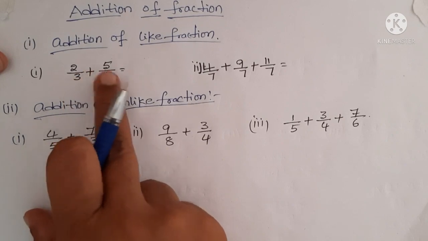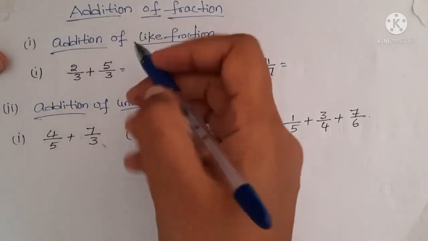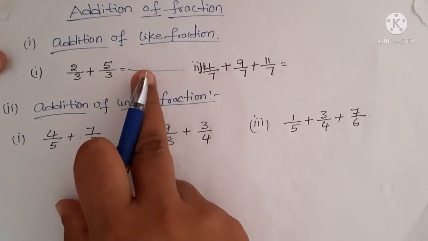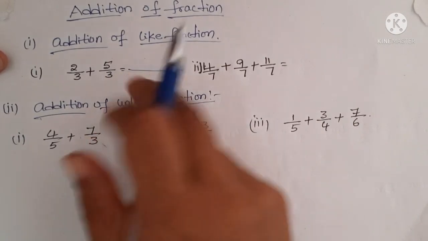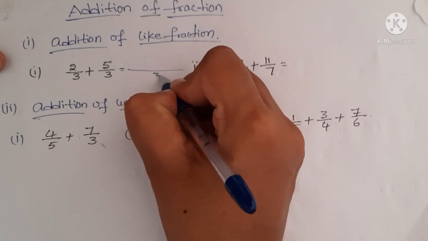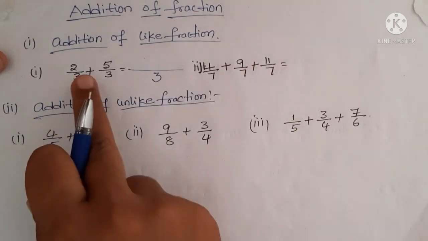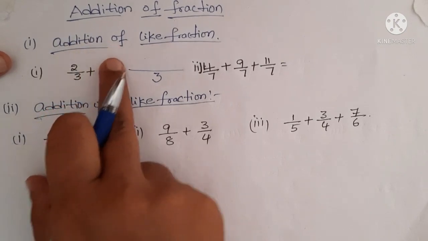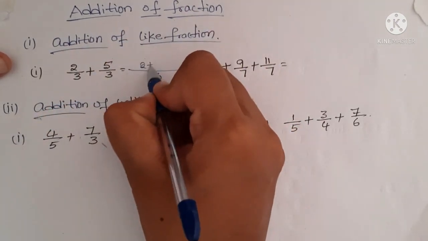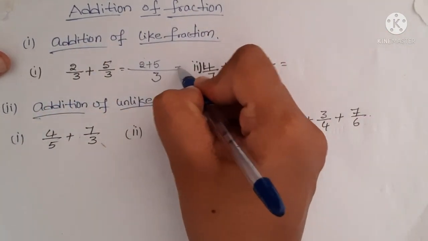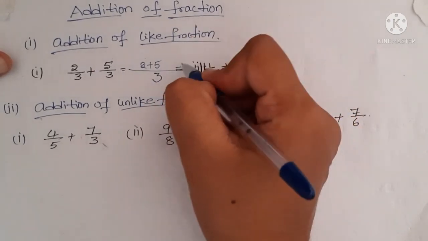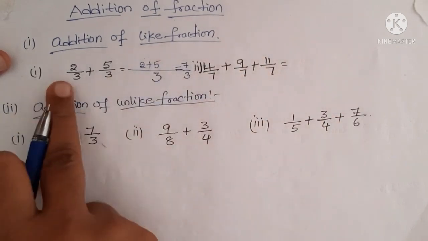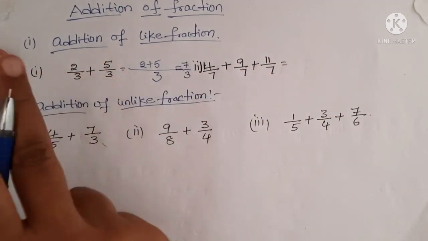Okay, how can we add these like fractions? See here, first you write the denominator, which will remain the same. I write it here, that is 3. Okay, so now what about the numerators? We add these two numbers, 2 plus 5. What will we get? 2 plus 5 is 7. 7 by 3. This is the result of 2 by 3 plus 5 by 3.